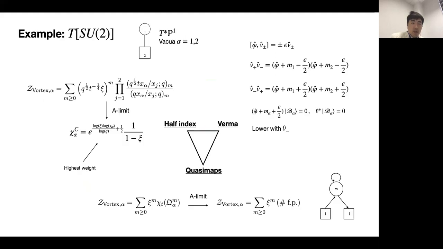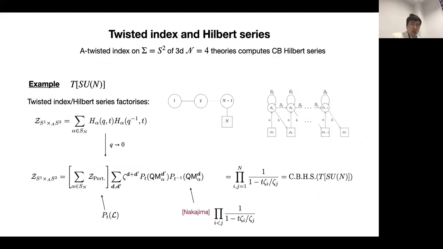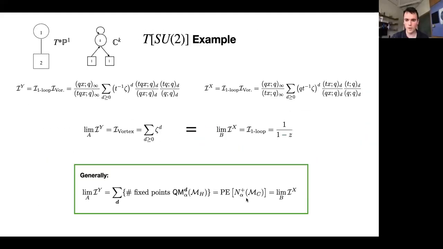I see. And when I write the persistent exponential of n alpha of the Coulomb branch, I mean the persistent exponential of the character of that tangent subspace at that fixed point. Okay. So in this case, it's 1 over 1 minus z.